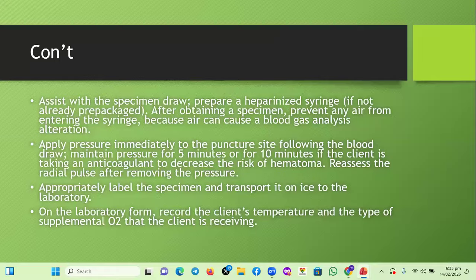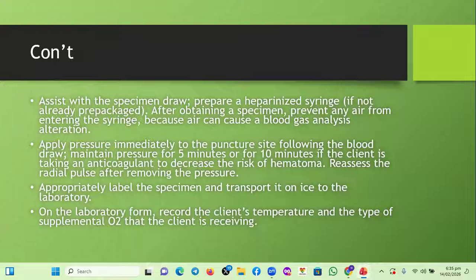Then you assess the radial pulses after removing the pressure. Like I said, the sample is mostly taken from the radial artery. So after taking the sample and after releasing the pressure, you assess the radial pulses to see if everything has been retained. Then you have to label the specimen and transport it on ice to the lab.